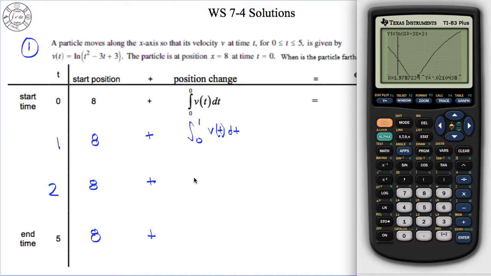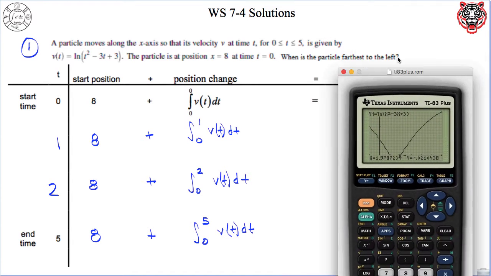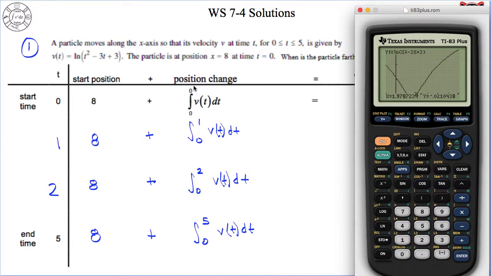This is going to be the integral between 0 and 2, vt dt. And this is going to be the integral between 0 and 5 for our velocity function with respect to t dt. And now we actually have to calculate what those are. To calculate this integral, did we do the first one already? It did, okay. Anything from 0 to 0, when it's the same number, then it's 0, so it's just 8.